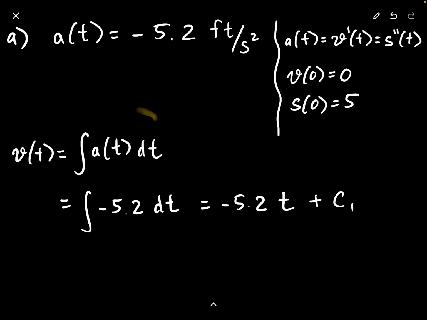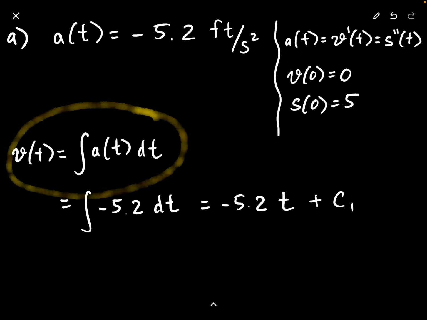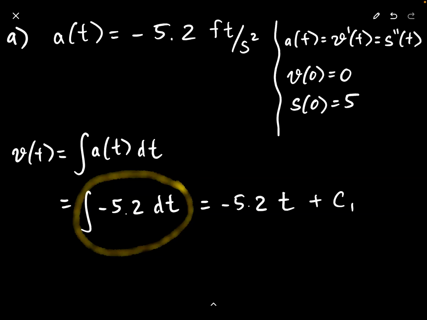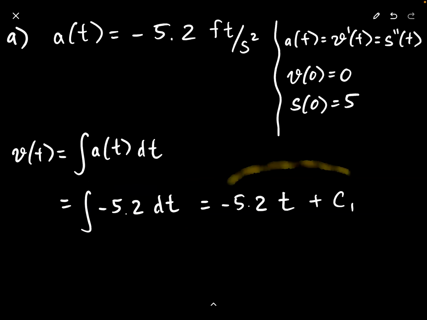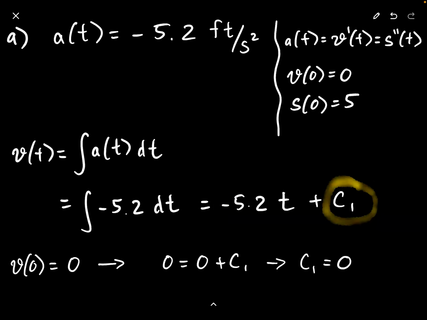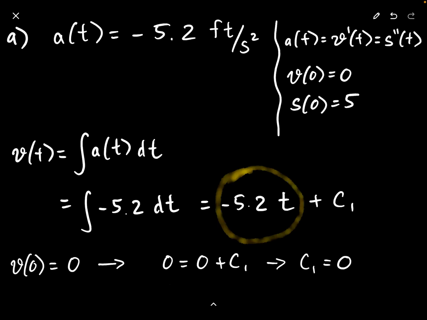To find the velocity function, we'll take the antiderivative of the acceleration function with respect to time. So we have the integral of minus 5.2 dt, which is minus 5.2t plus, I'll call the constant c1. To solve for the value of c1, I'll use the condition v(0) equals 0. So 0 is equal to minus 5.2 times 0, which is 0, plus c1. So c1 is 0. So the velocity function v(t) is minus 5.2t.